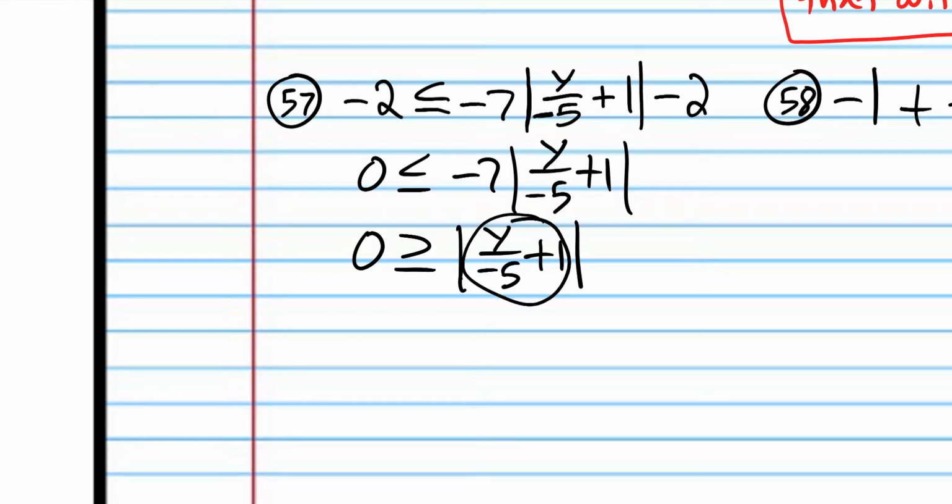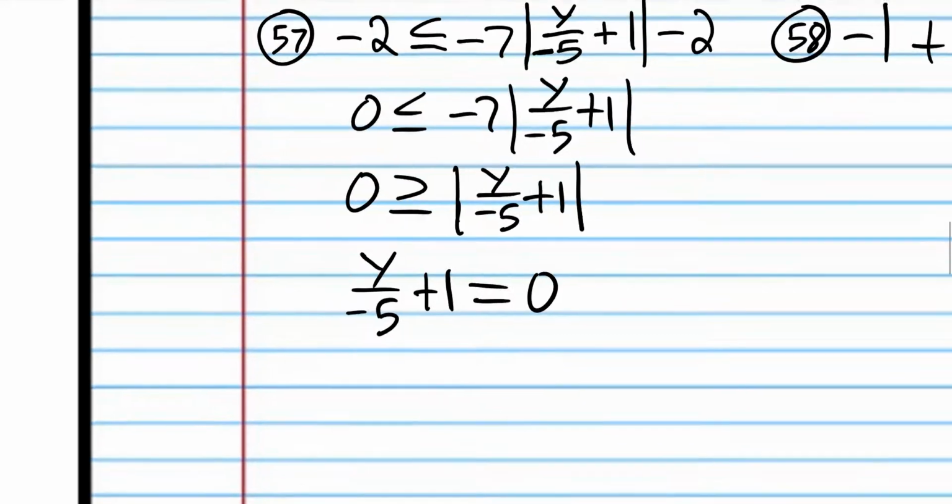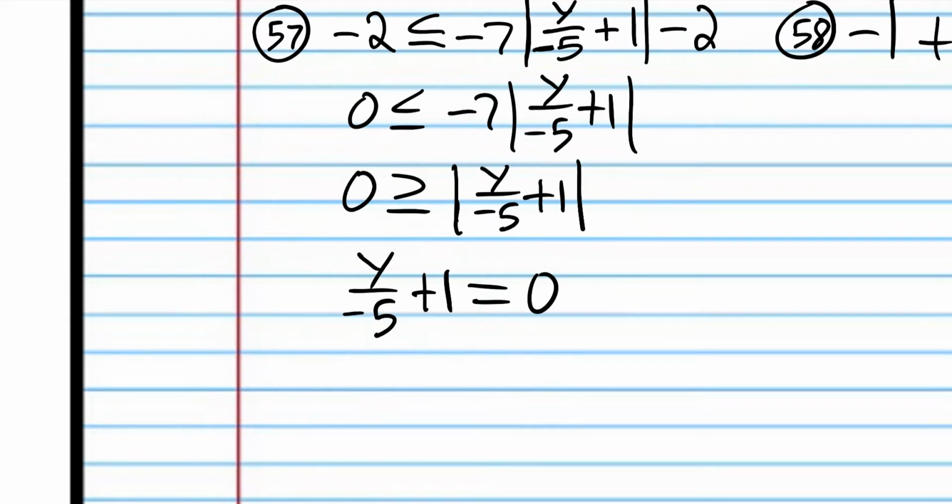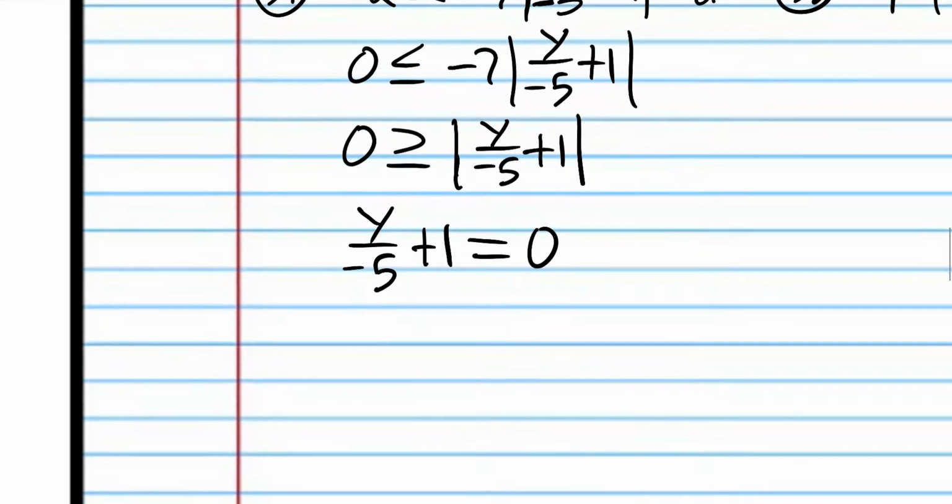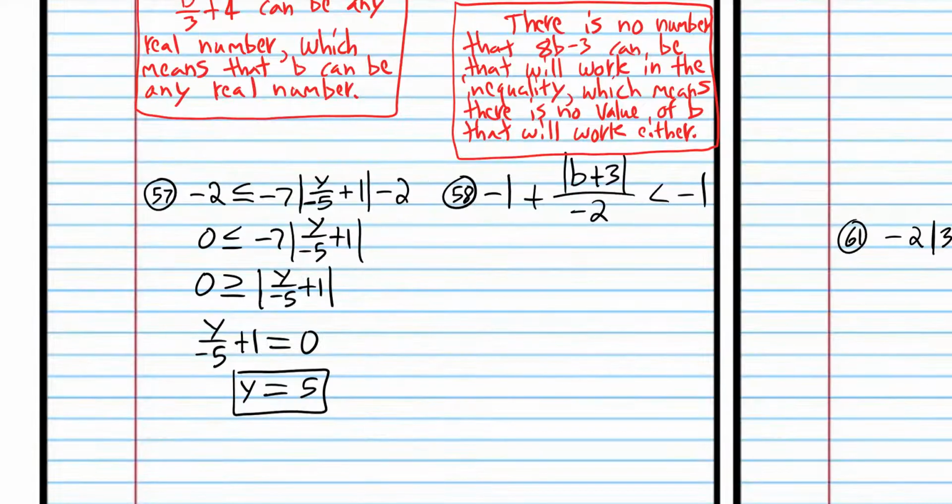The only thing that will work is if this equals 0, because it is true that 0 can be greater than or equal to 0. Because again, it's greater than or equal to. So what does that mean? It means all we have to do is say y over -5 plus 1 is equal to 0. And that's the only equation that's going to give us our answer. Subtract 1 from both sides, multiply both sides by -5, and we get 5 is equal to y. So 5 is the only solution. I'm going to color that in red, again, because these are special problems.